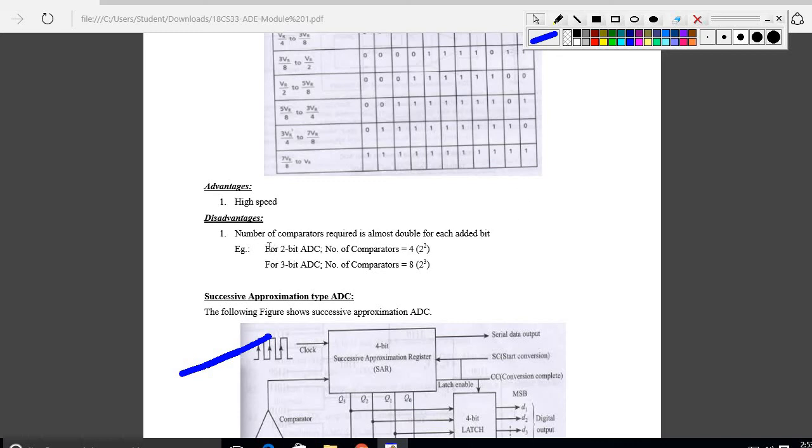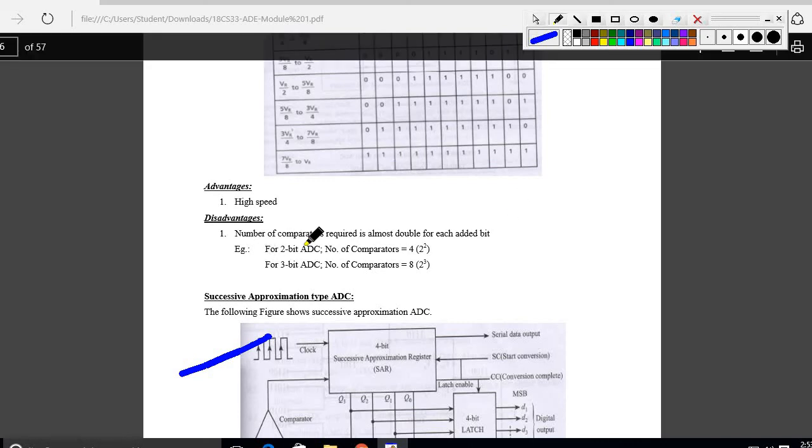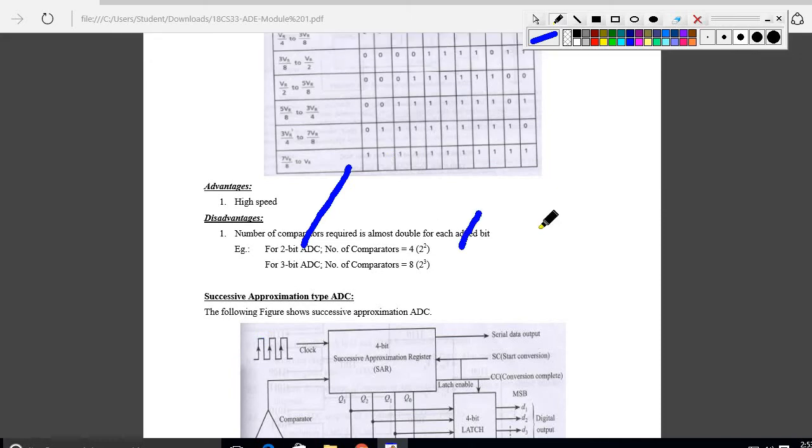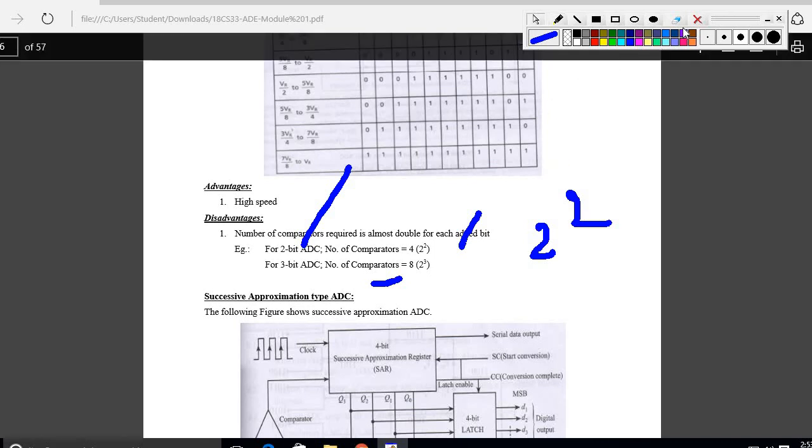For example, if you are using a 2-bit ADC, what will the number of comparators be? It is 2 power n, no? So if it is 2-bit, it means 2 power 2, which is 4. Number of comparators is 4. So for a 3-bit ADC it is 2 power 3. 2 power 3 means it is 8. Comparators used are 8. That is one of the disadvantages. The number of comparators required almost doubles when you add each bit. Is it clear? So the next concept is the successive approximation type of ADC.